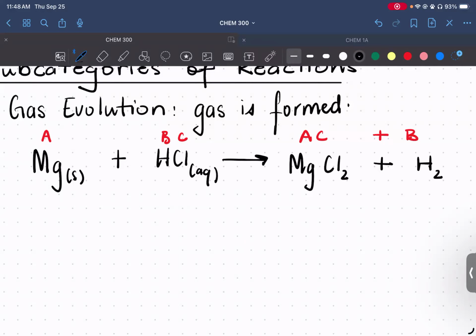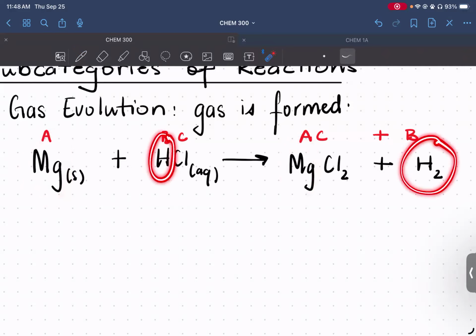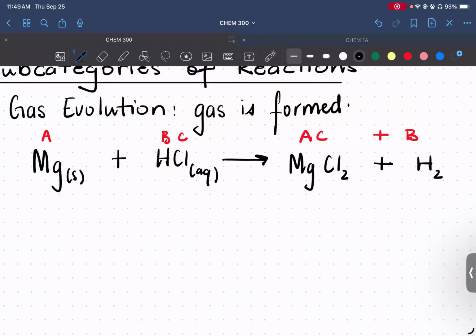Now we're going to balance. 1 magnesium, 1 magnesium. 1 hydrogen, 2 hydrogens. Oh, that's a problem. That's unbalanced. There's 2 on the right, but only 1 on the left. No big deal, though. We'll just put a 2 on the left. In doing so, we'll have balanced the hydrogen, and the magnesium is already balanced.